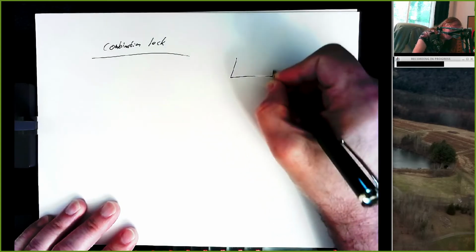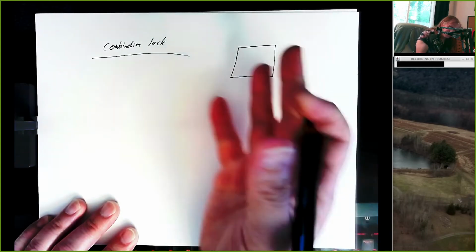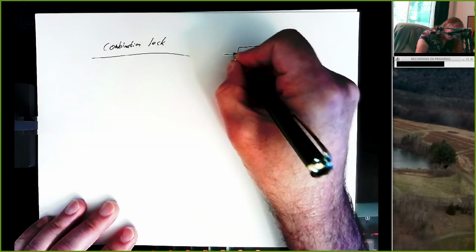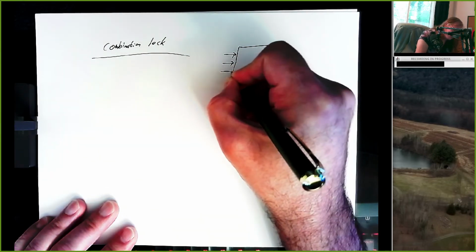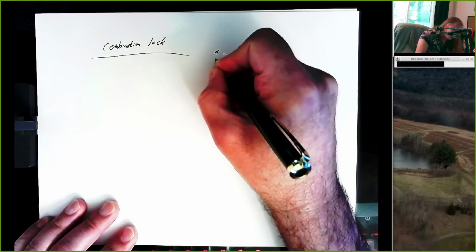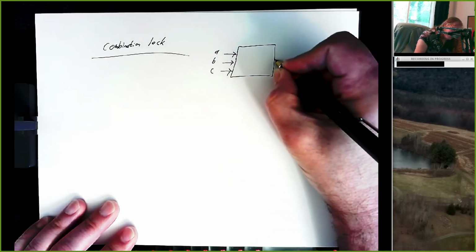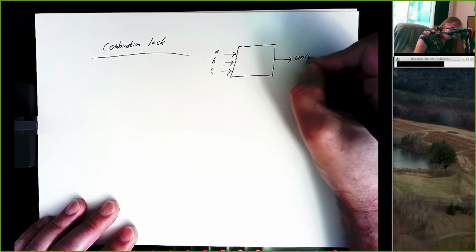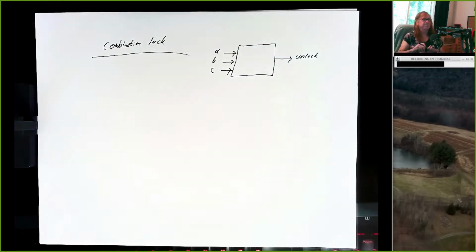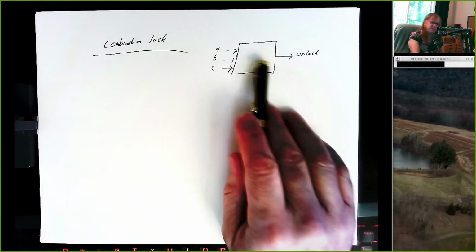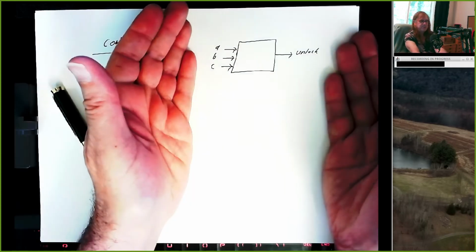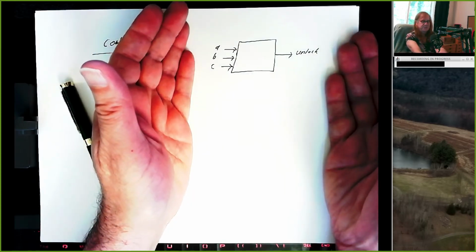So what does my combination lock look like? I'm going to have some kind of box with some circuitry inside it. And I'm going to have a 3-digit combination. So I'm going to have 3 inputs, A, B, C. And I'm going to have an output, which I'm going to call unlock. Now we don't know yet what goes in here, but when I finish building this circuit, this is what this circuit's going to look like to somebody who wants to use it.